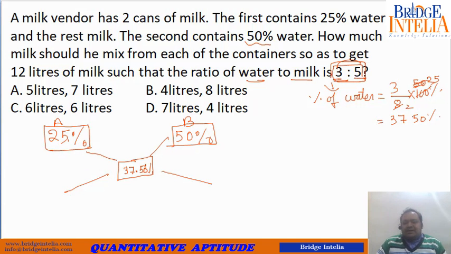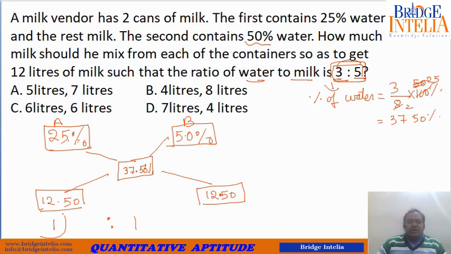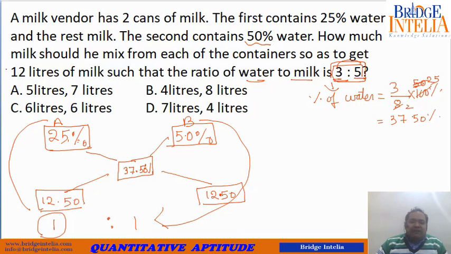So 25 and 37.5, what is the difference? 12.5, write it diagonally. So what is the difference between 50 and 37.5? That too is 12.5. So now take the ratio of these 2 numbers. So this will give you the ratio. So ratio is 1:1. It means 1 unit of solution A is to be mixed with 1 unit of solution B. Now what is the final volume that you want to obtain? So final volume that you want to obtain is 12 liters.